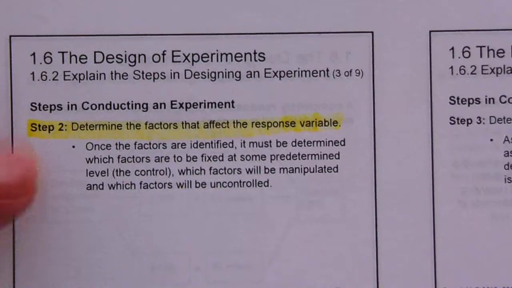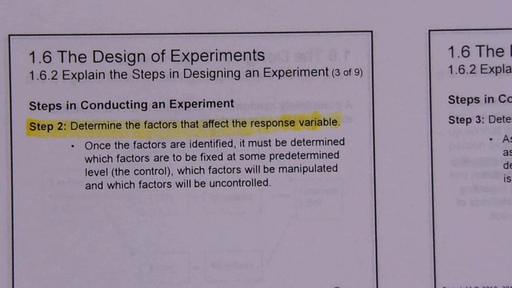The second step is to determine the factors that affect the response variable. Once the factors are identified, then we need to think about, is there a way to control some of those factors? So when we talked about doing a study on weight loss, we said one of the factors might be what they eat. So is there a way for us to control to make sure everybody gets the same amount of food? Everybody gets the same amount of water. Everybody gets the same amount of sleep. Can we control all those factors so that the only difference is the amount of exercise? So determine the factors that affect the response variable.